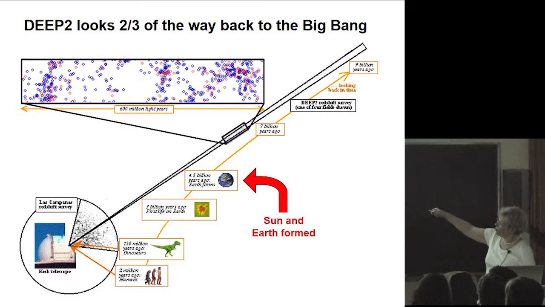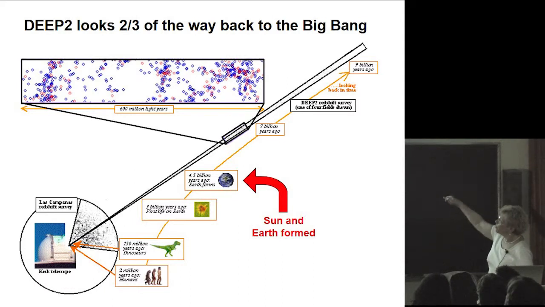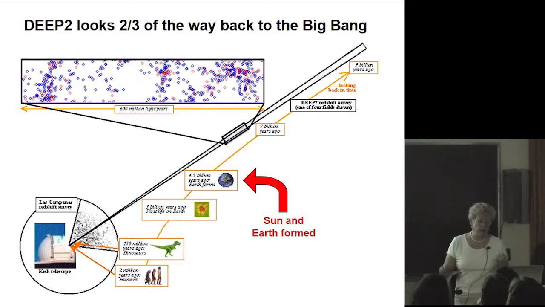Here's 4.5 billion years ago the Earth forms. And this is where our survey was most sensitive, going back in time about 7 to 10 billion years. So plenty of time to see galaxies like the Milky Way before our Sun and Earth even formed.